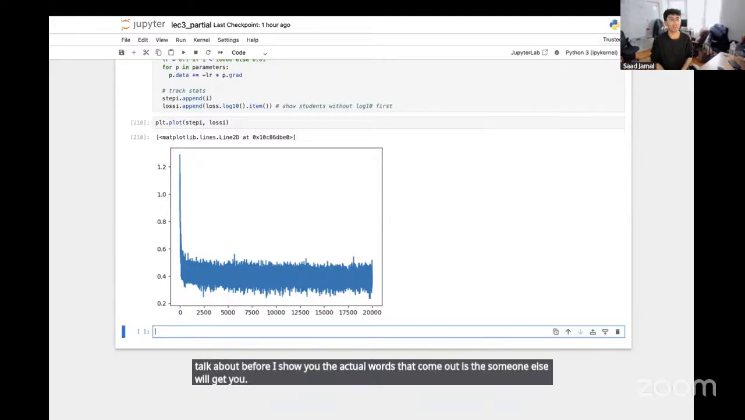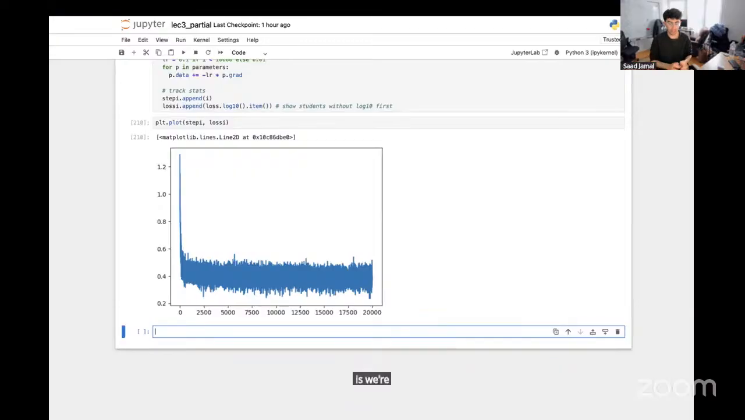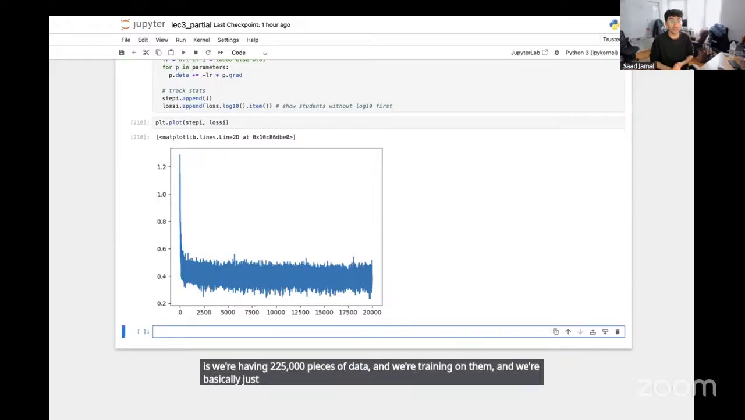The last thing I'm going to talk about before I show you the actual words that come out is the training, validation, and test split. So one problem that we're having is we have 228,000 pieces of data, and we're training on them, and we're basically just overfitting our data.